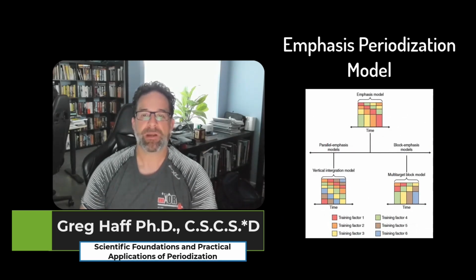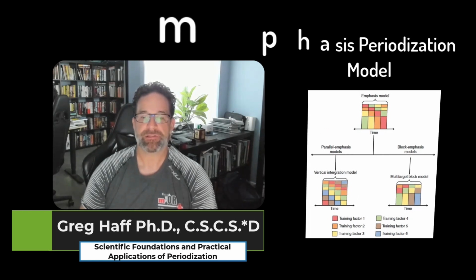The final model is the emphasis model. This model incorporates aspects of both the parallel and sequential model. Several key training factors are trained simultaneously with varying degrees of emphasis, and this emphasis is going to shift over time, typically every 2 weeks. This model is ideally suited for intermediate to advanced athletes in team or individual sports who have congested competition schedules.